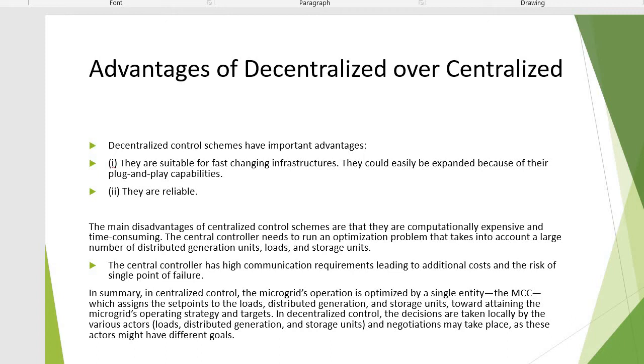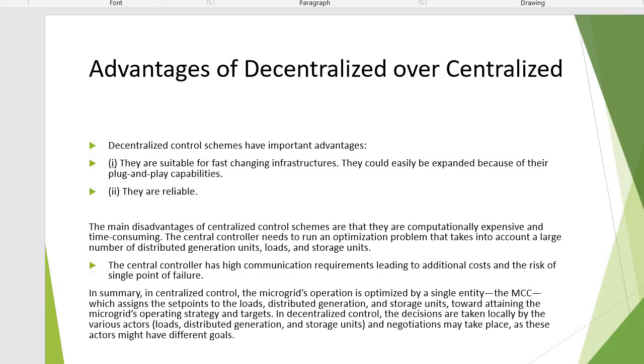They could easily be expanded because of their plug and play capabilities. They are more reliable. If there comes any kind of fault or disturbance in the grid, we can opt for some other one, right? But in the case of a centralized system, we only have to opt for one. We have to be dependent on only one thing or one operator.